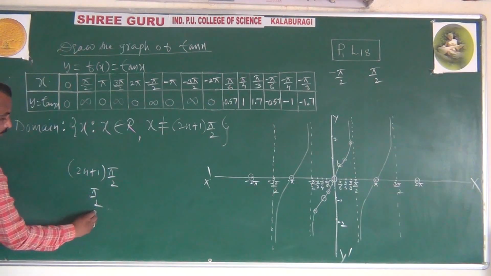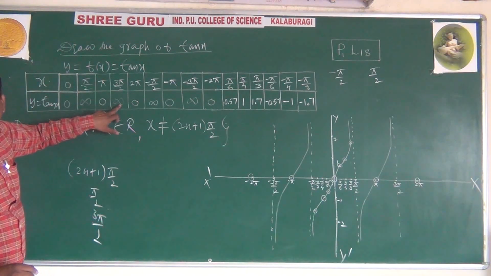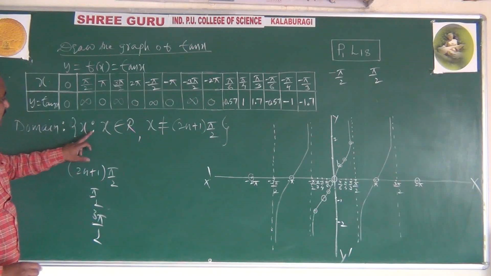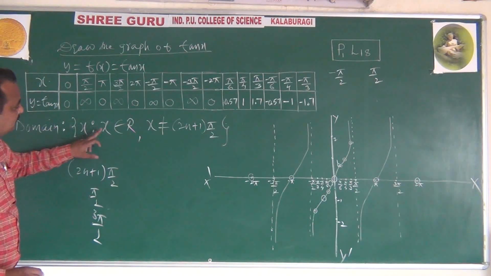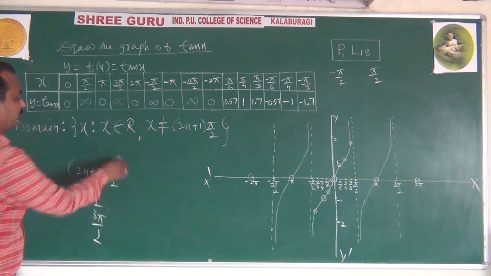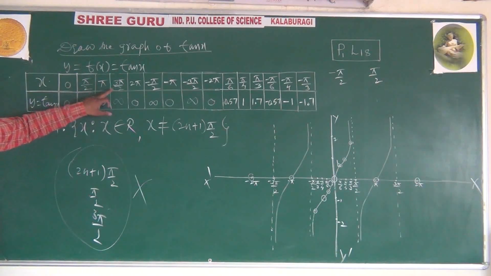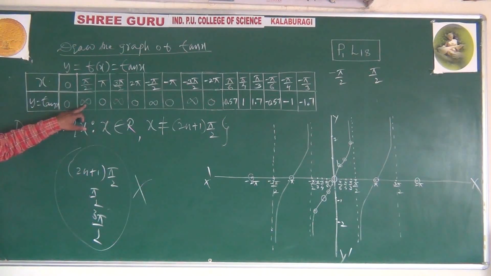Put n equal to 1, 3 pi by 2. At that time, the function is not defined. So therefore, the domain is the set of x such that x is a real number, but x is not equal to such values, because at those values the function becomes infinity, not defined.